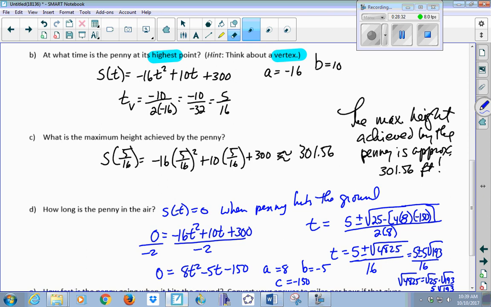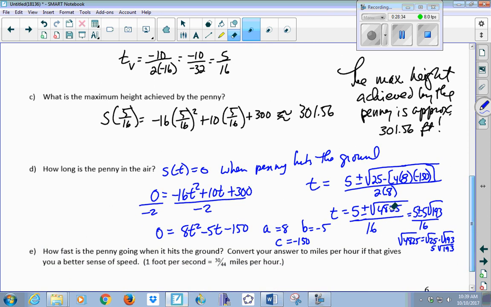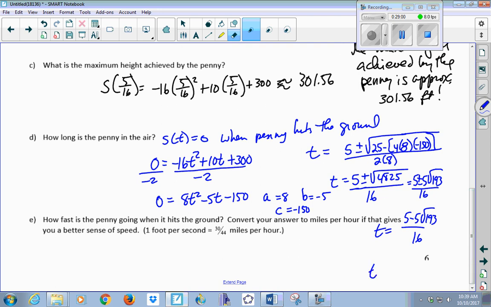Okay, so there we go. So that's the exact 2 times that a penny would hit the ground. One would be not relevant to our problem because it would be negative. I believe it's negative. Let's see. 5, take away 5 times the square root of 193 over 16 is one of our answers. And then 5 plus 5 square roots of 193 over 16 is our other answer.